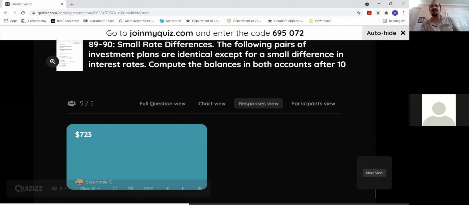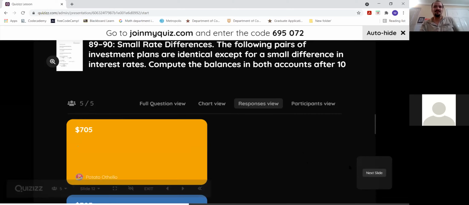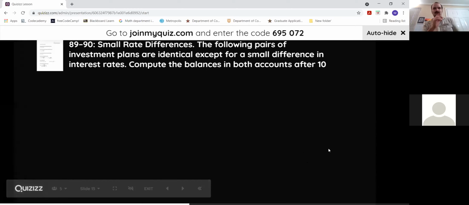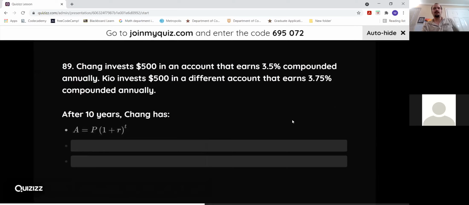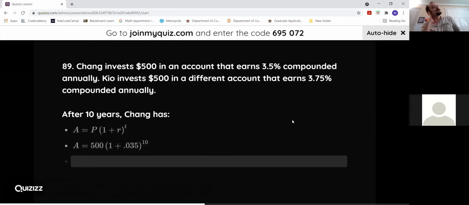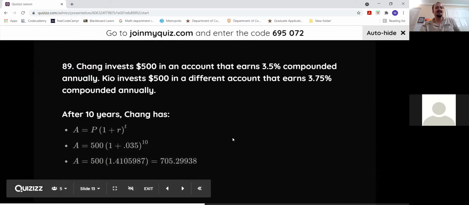723. I think you might have swapped up the numbers. I don't want to say too much, but I think you might have done the other percentage. This one should have been the 3.5%. So use that first formula. We do 0.035. So this is 1.035 to the 10th. Should give me this number.